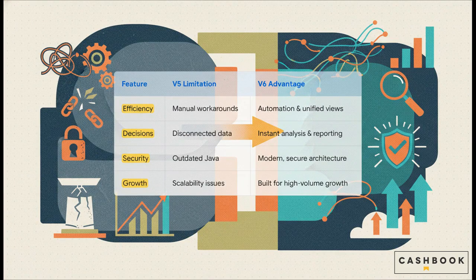So let's just pull this all together for a second. The jump from V5 to V6 is a massive transformation. You're going from clumsy manual workarounds to slick automation. You're moving from disconnected data to instant analysis, from outdated security risks to a modern, secure system, and from a platform with scalability problems to one that's built for serious growth.